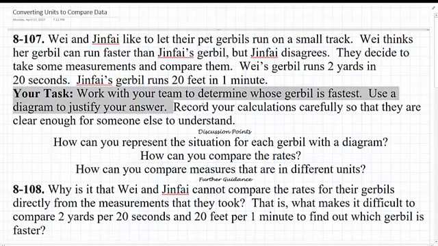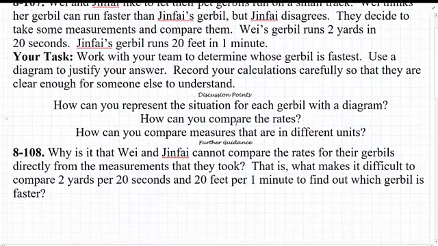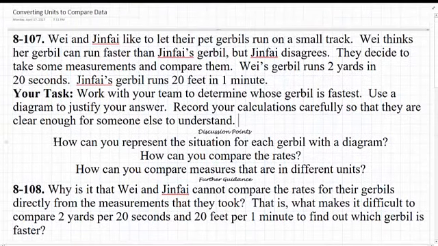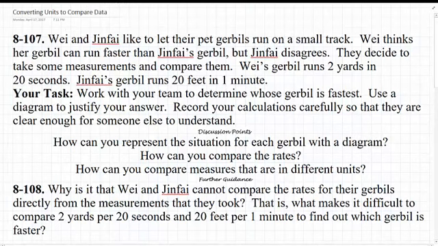So our task was, and hopefully you remember this, to work together to see whose gerbil is fastest. We also needed to make a diagram to answer our questions. So some of the things we need to think about as we're working through this task is how can we represent the situation for each gerbil with a diagram. And we talked about how diagrams were a huge thing. Okay, so let's make sure we're doing diagrams. How can we compare the rates? How can we compare the measures that are in different units?